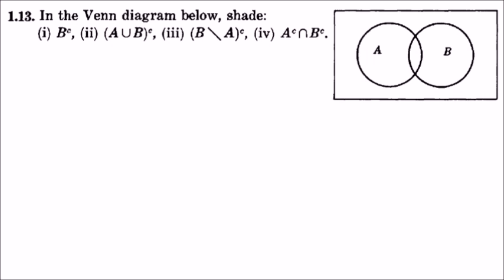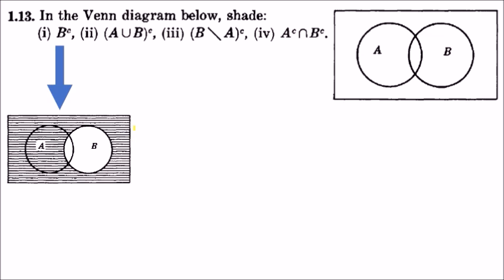Now, let's go to problem 1.13. Okay, this is all about the Venn diagram. In the Venn diagram on the right side, shade the following. Let's start shading with number 1. We have here B complement. Of course, B is in this circle, so the complement of that is everything outside. So let's shade everything outside B. That is our B complement.